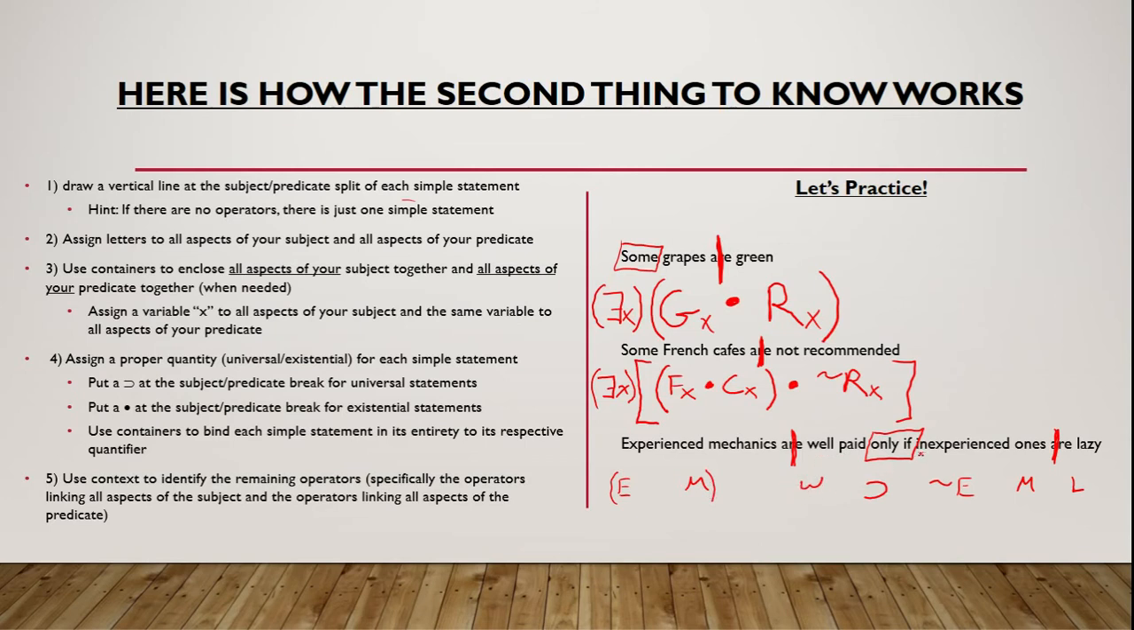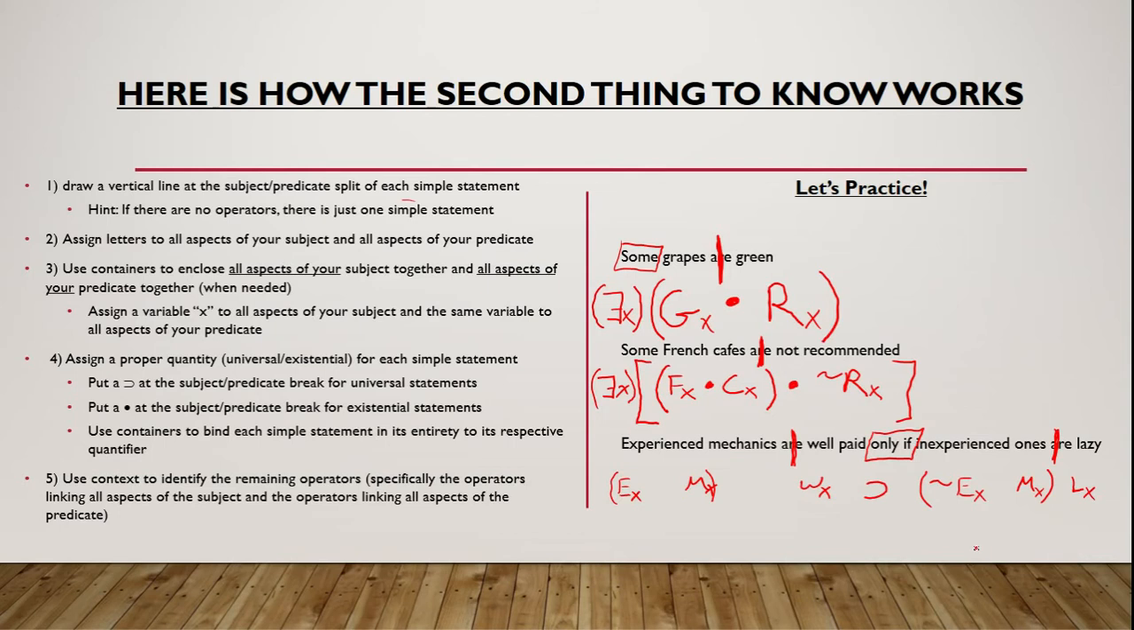Going to your second statement, inexperienced mechanics, we're going to use a container to enclose all aspects of that together. And then L for lazy, we don't need anything to enclose that because it's just one letter as well. We're assigning a variable x to all aspects of your subject and the same variable to all aspects of your predicate. So we're going to go Ex, Mx, Wx. Then we're going to go Ex, Mx, Lx.